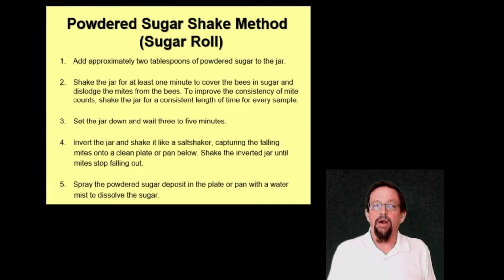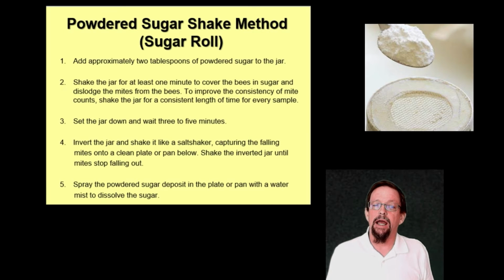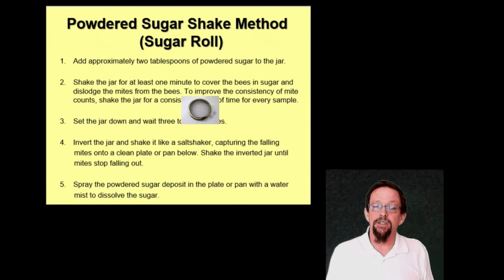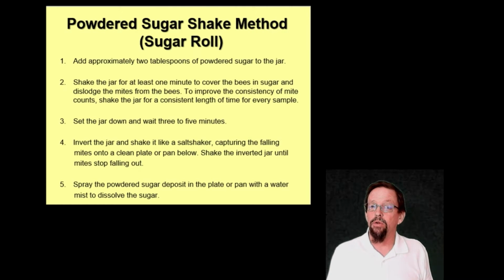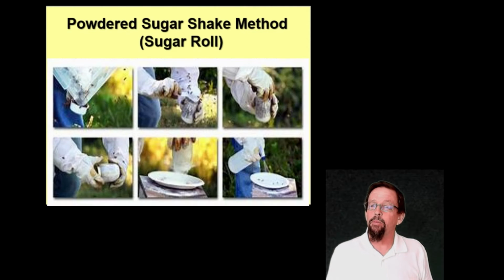Ready. All right. The first method we're going to talk about is the powdered sugar shake method or the sugar roll. This method works well if you don't want to kill any bees in the process. So you're going to take your 300 bee sample, you're going to put 2 tablespoons of powdered sugar into the jar, and then you're going to place a lid on it with a screen on top of it, and then you're going to shake the bees gently, slowly, rolling the bees that are covered with sugar for approximately 1 minute. Now you want to do this every time consistently, so your time should be consistent every time you do this. You're going to set the jar down for about 3 to 5 minutes. You don't want to put it in the sun.